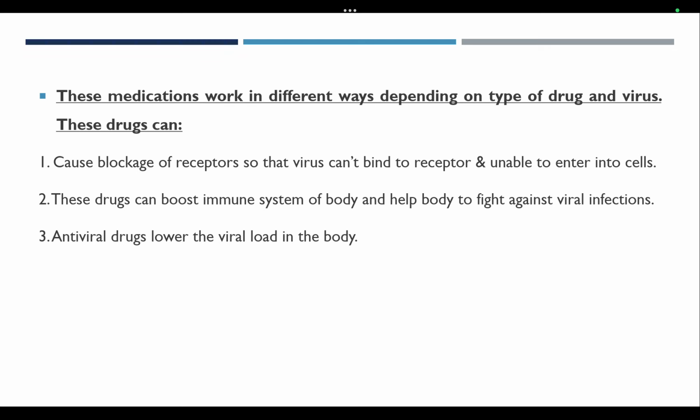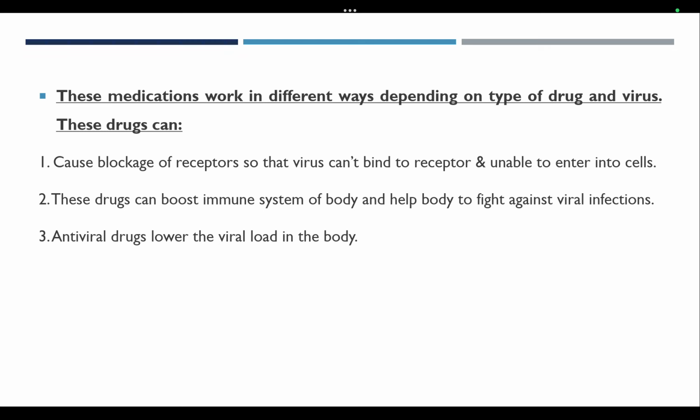These medications work in different ways depending on the type of the drug, and also depending on the virus that has infected the body. The drug can cause blockage of the receptor, so the virus cannot bind to the receptor and is unable to enter the cells. We also know that viruses cannot multiply by themselves. They have to invade cells and use the control of the cell to multiply themselves. So if you block the way for the virus to enter the cell, you can prevent the multiplication of the virus.